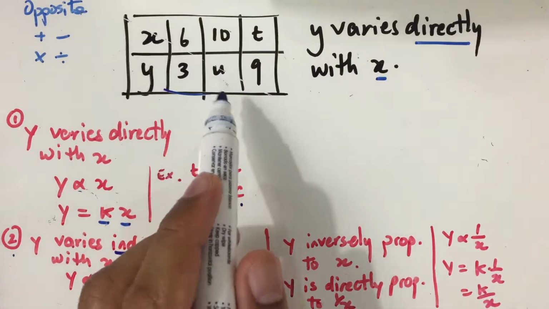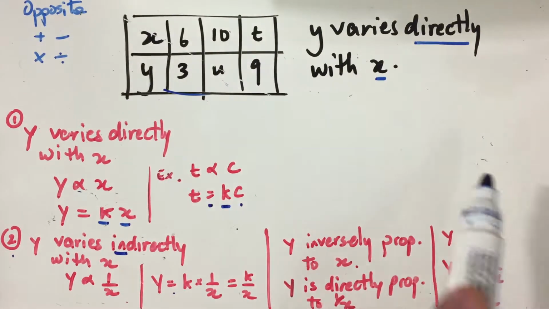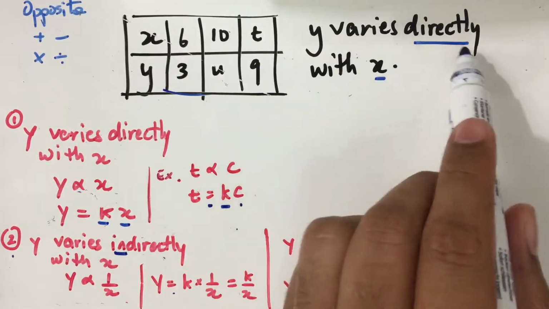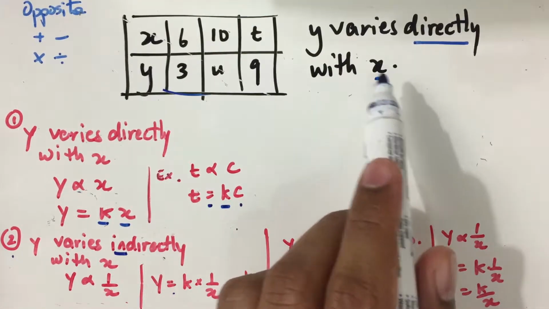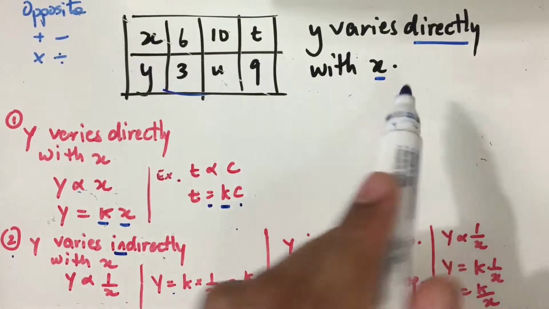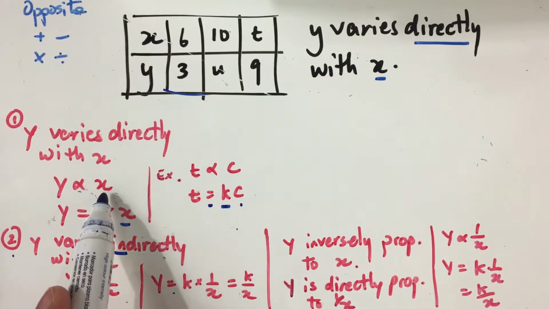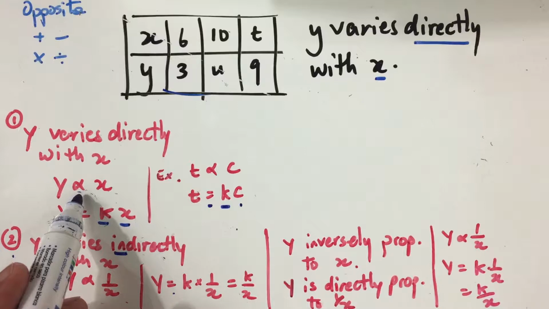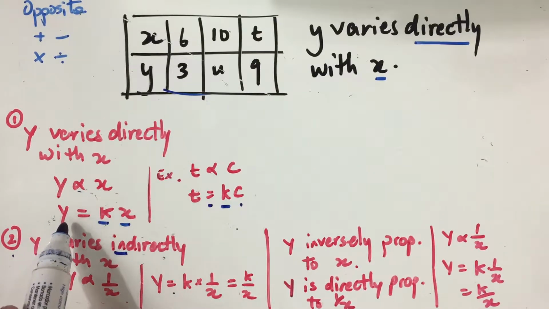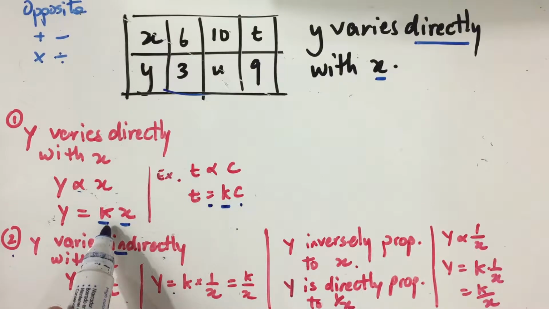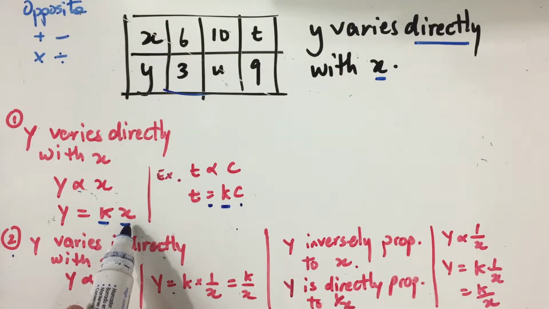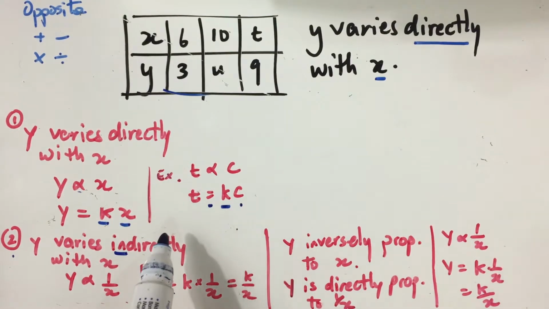In the table, we are asked to find u and t, given that y varies directly with x. Y varies directly with x is the same as saying y is directly proportional to x. This is the sign for directly proportional, and then this is equal to y is equal to some constant k times x. Let's look at an example.